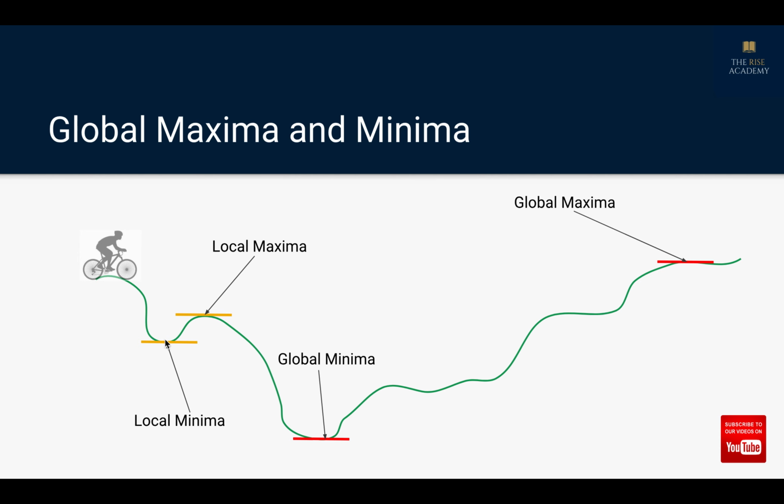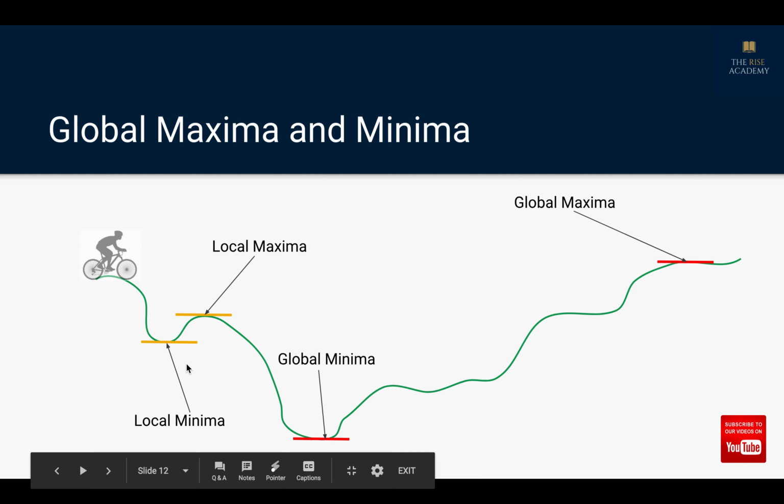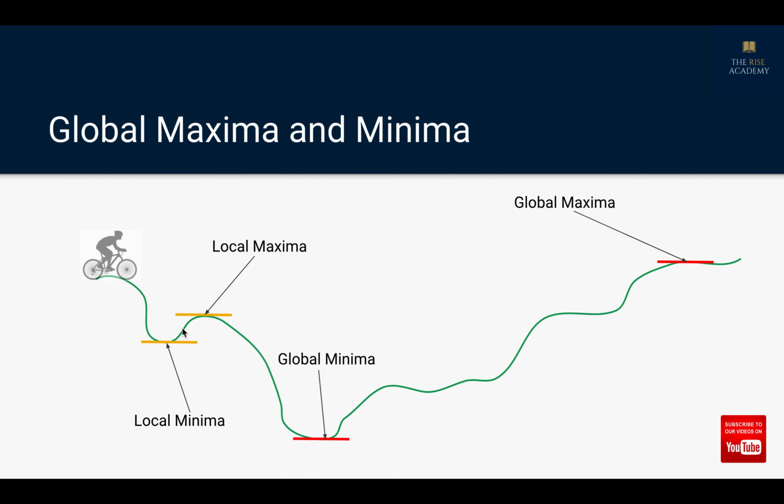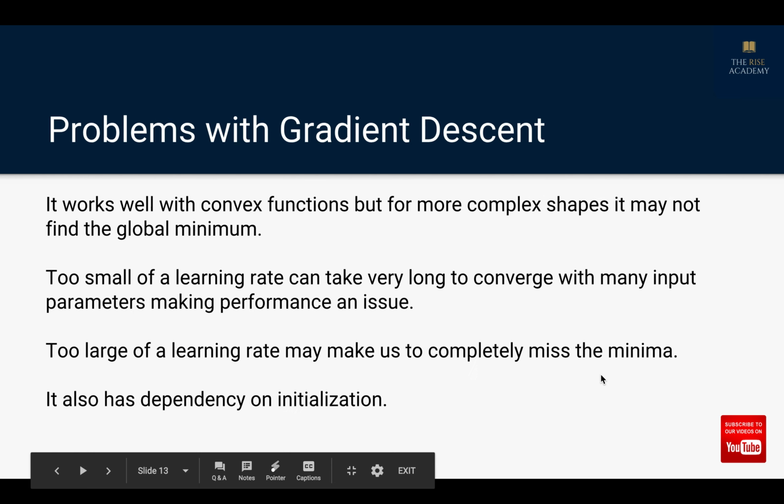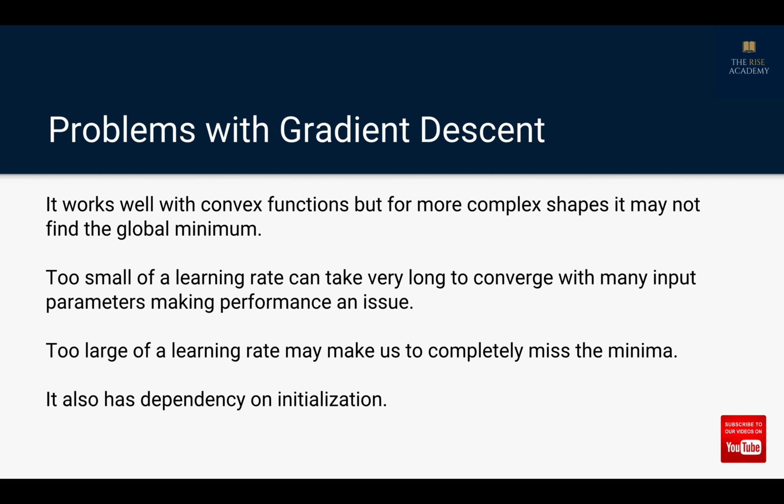Once it finds this point here, it may think its work is over, and the algorithm may just converge and stop looking for the minimum, because for it to move from here to here, it will think, okay, my slope is now increasing, so maybe I'm going in the wrong direction and this is my minimum, right? It has no view to see what's going on here, and that is a big problem with the gradient descent algorithm. It works well with convex functions, but for more complex shapes it may not find the global minimum.